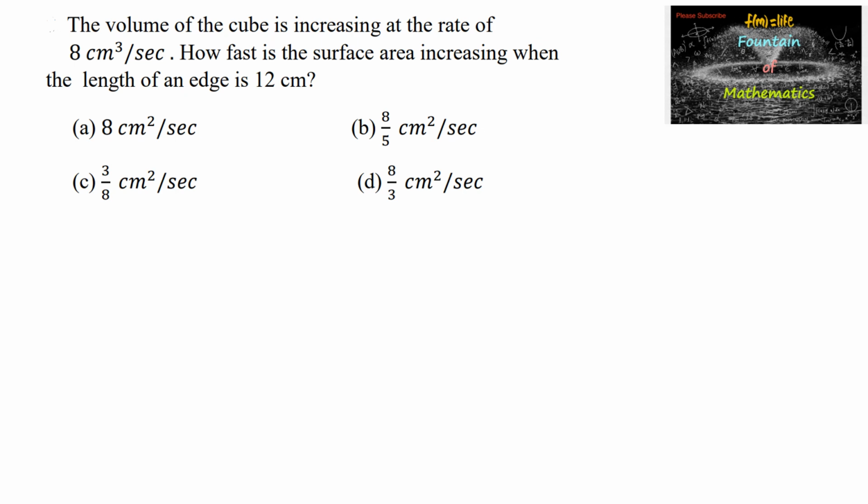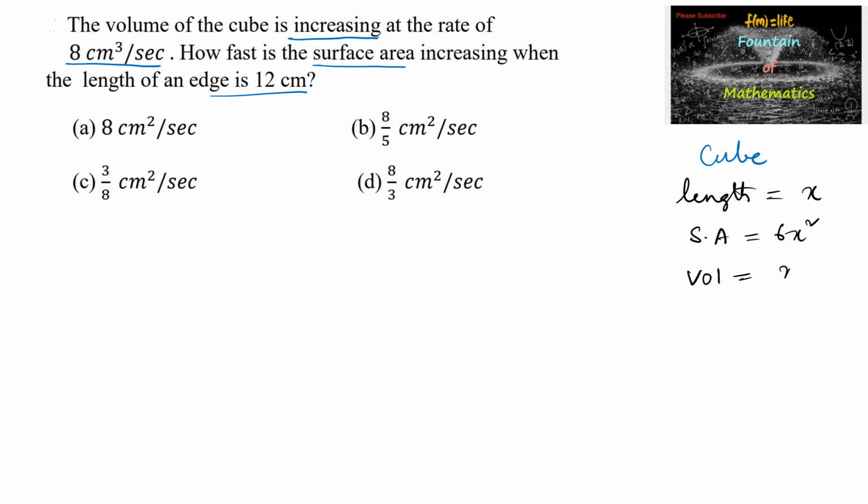The volume of the cube is increasing at the rate of 8 centimeter cube per second. How fast is the surface area increasing when the length of an edge is 12 centimeter? So let us recall the cube. If the length of the cube is x, then its surface area is 6 times x square and its volume is x power 3.